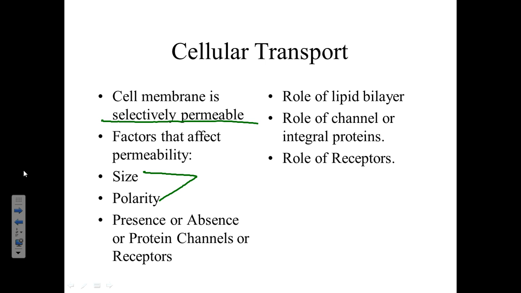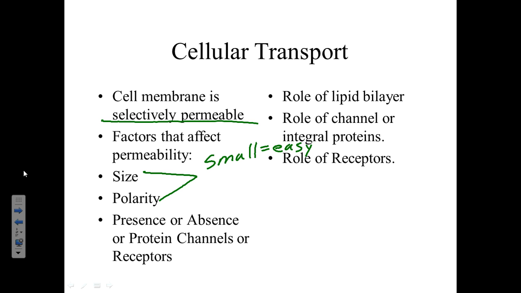In terms of size, what kinds of things can go in and out with no problems? Small. Really, really tiny things. So smaller things can go through the cell membrane pretty easily. Large things, though, and there are a lot of large molecules that your body needs, can't go through the main part of the membrane at least.